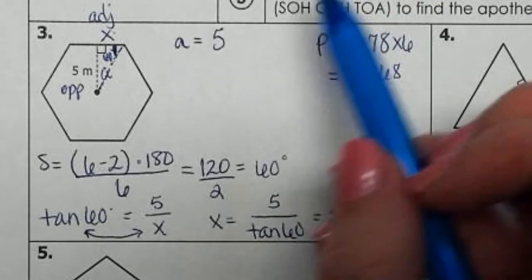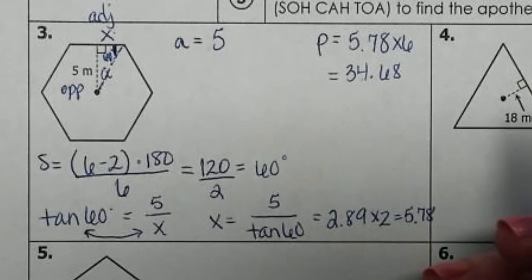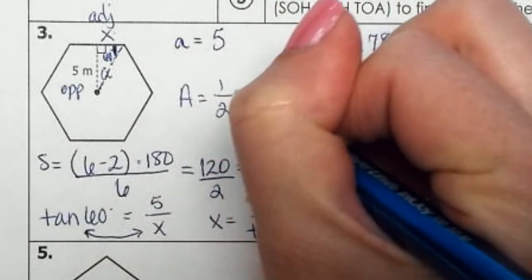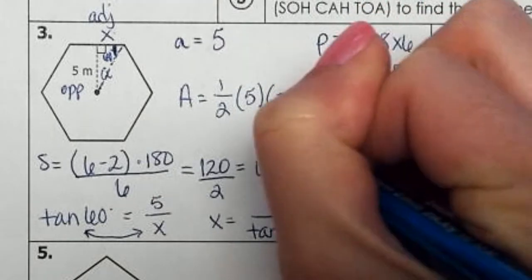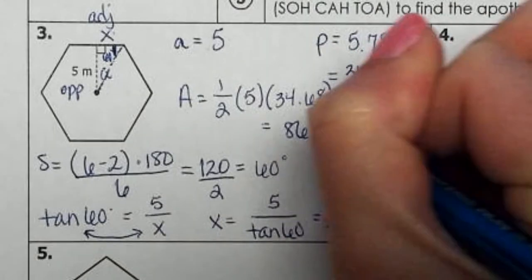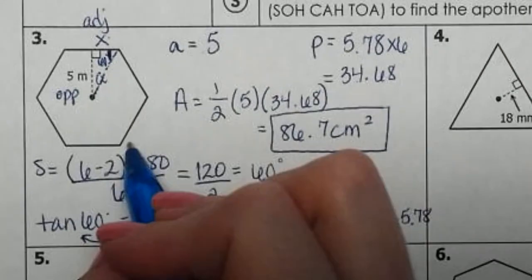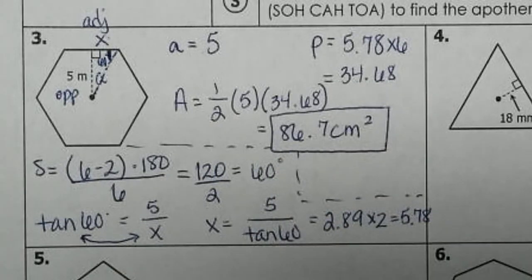So now I have my apothem, I have my perimeter, I can find my area. So my area is going to be 1/2 of 5 times 34.68, which is going to be 86.7 centimeters squared. I know it's a lot of information. So let's try another problem like that. Let's look at number 4.